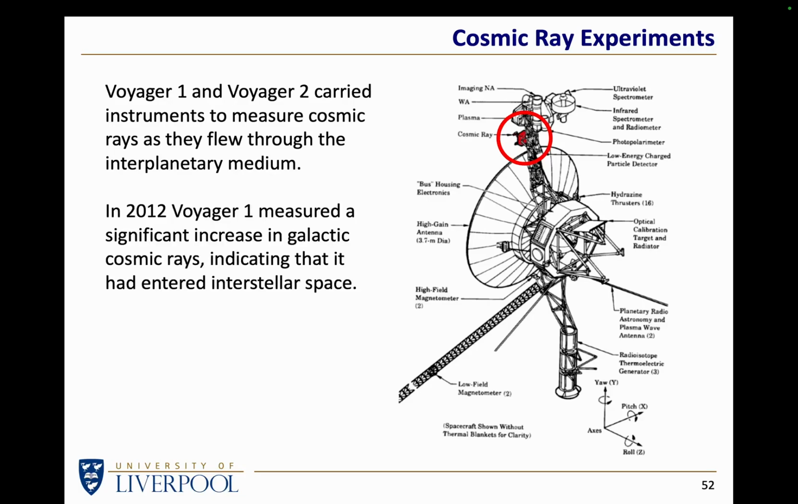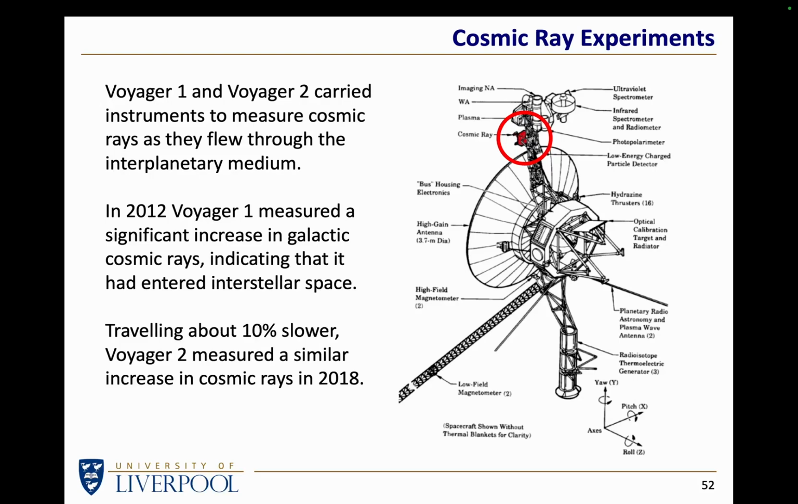In 2012, Voyager 1 measured a significant jump in cosmic rays. In other words, it saw that the number of cosmic rays that appeared to be coming from the Sun, the low energy stuff, went down, and the number that seemed to be coming from outside the solar system went up. In other words, it was said that in 2012, that's the point at which Voyager 1 left the solar system, because there was an abrupt change in the number of cosmic rays that it could see.